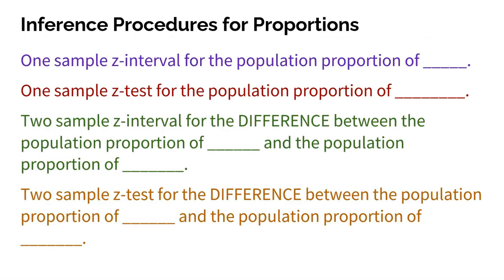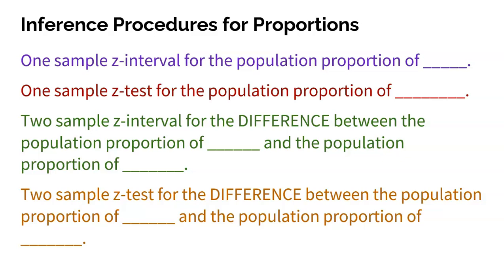Here they are. A 1 sample Z interval for the population proportion of, and then you're going to fill that blank in with the context, right? So 1 sample Z interval for the population proportion of kids with blonde hair in my school, whatever that may be. Now, an interval is used when we have no idea what the true population proportion is, and we're trying to figure out what it could be. Then we could do a 1 sample Z test for the population proportion of, fill in the blank with the context. So a 1 sample Z test for the population proportion of students in my school that do their homework.